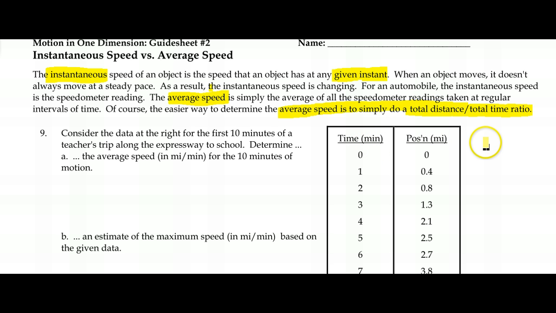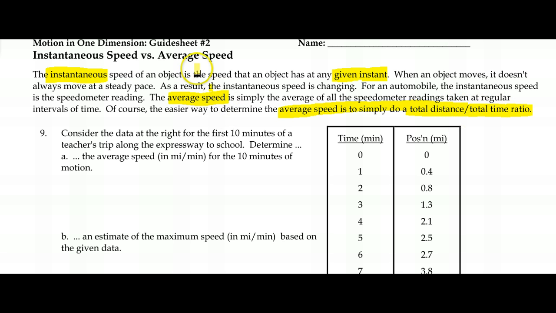Now, that doesn't matter if the speeds are changing. Doesn't matter if you travel at a high speed for a few minutes and a slow speed for another. You don't try to average by doing some kind of mathematical average or anything else. You take the total distance divided by the total time.